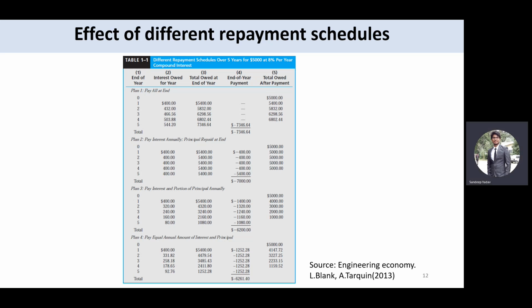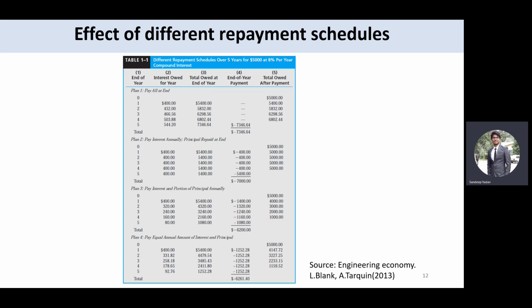At year 1, similarly from the pay-at-the-end row, we can see that the total amount owed after 1 year will be $5,400, and at the end of the year you have made a payment of 400 rupees. Now the total amount owed after payment will remain only $5,000, because you have already paid the interest. Now for year 2, the interest will be the same, because the principal is the same.